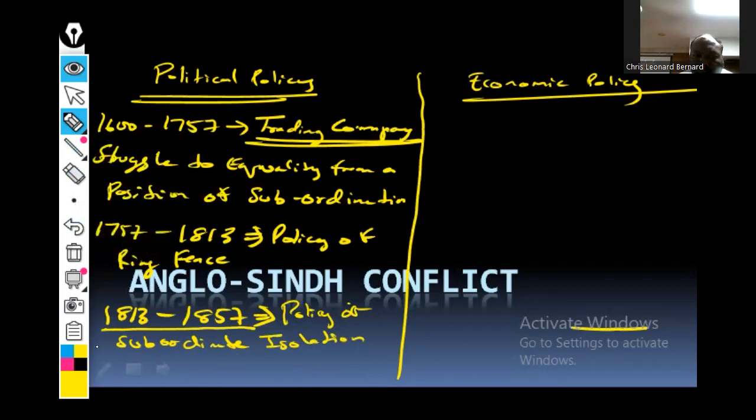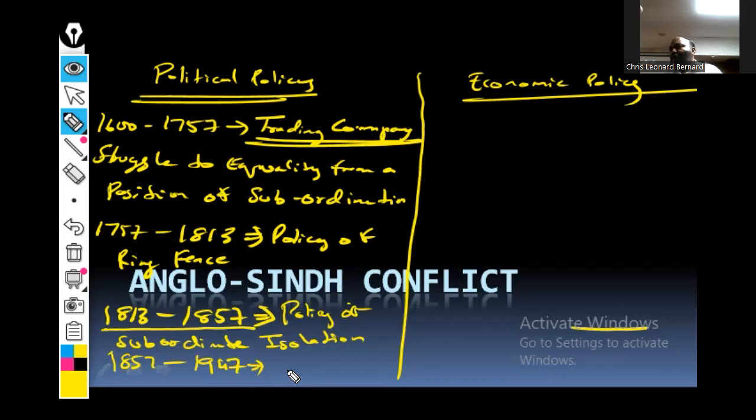Then, what is the policy that they follow from 1857 to 1947? After 1857, the British found that all the native states stood with the British. So what happened? Did native states overpower the British and become greater, or are they still subordinate? They're subordinate. But what happens after 1857? With respect to native Indian states, the British abandon the policy of annexation, and what do they do?